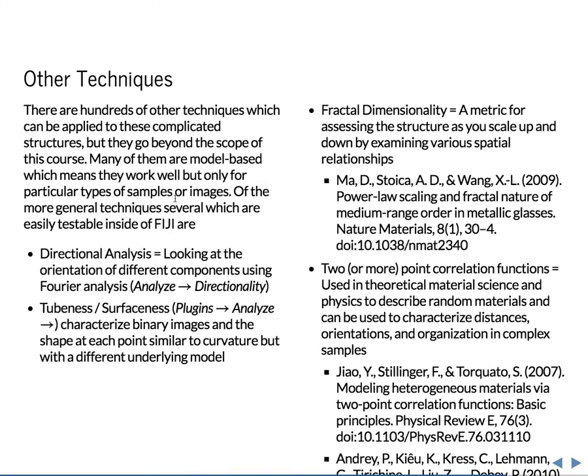So there are tons of other techniques that you can try. One of the easiest ways to see this is by looking through Scikit-Image or Fiji, where you have folders full of plugins that do all kinds of weird analyses. You'll have tubeness or surfaceness, directional analysis, 2-point correlation functions, fractal dimensionality. If you start to look at any of these in detail, you'll find that there are hundreds of metrics that you can calculate for any given object you're looking at.